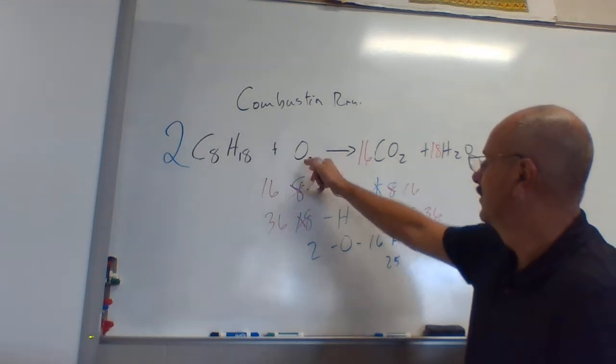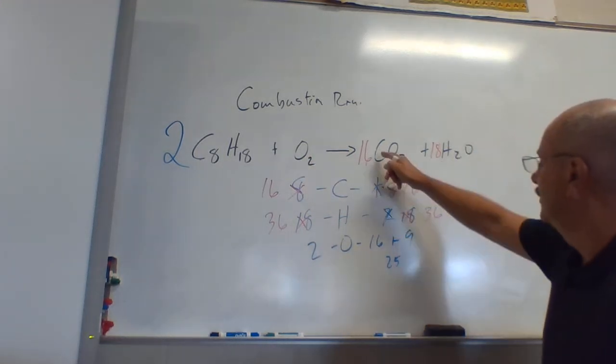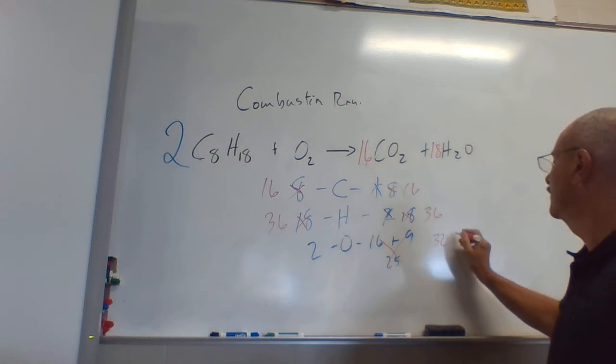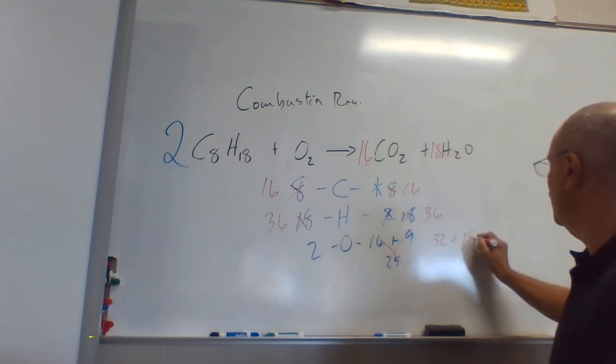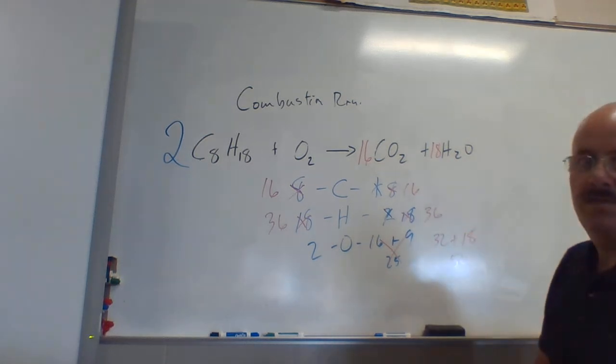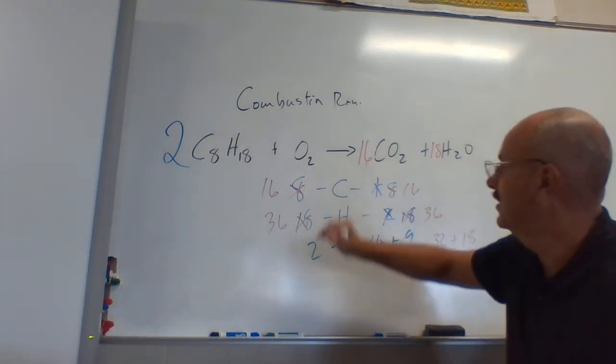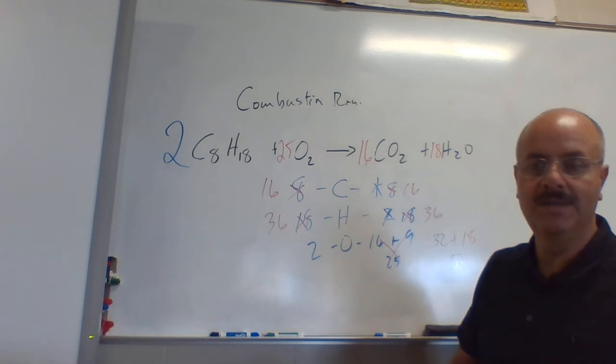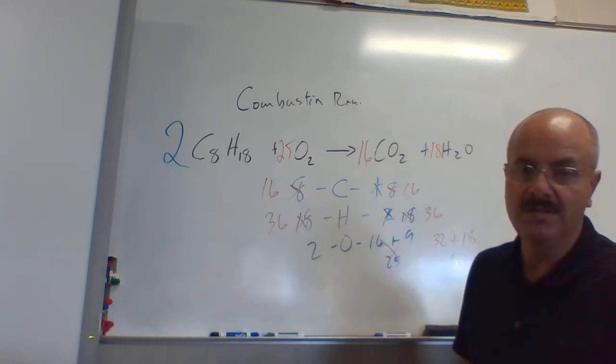Then I do my O's. I still have 2 on this side. But this side over here, I have 16 times 2, that's 32, plus 18 times 1, that's 18. That's 50. So how many of these do I need over here? I need 25 of them. I need 25 O's in there to get that octane to burn entirely.